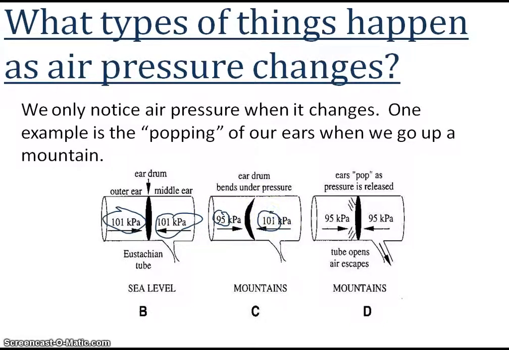These are unequal. And we know what happens when it's unequal, right? We cause motion. This is moving this way. There's more force pushing out this way for this same area. And this is what we feel as pain sometimes. To equalize it, this tube has to open up and let air in or out to equalize that pressure. So now we have the same pressure inside and out.